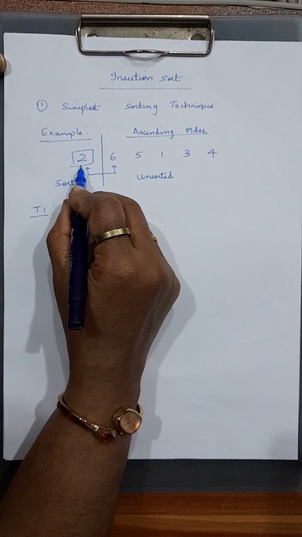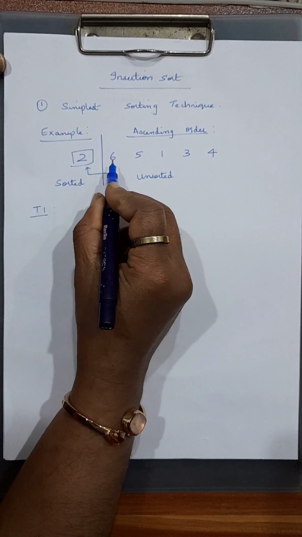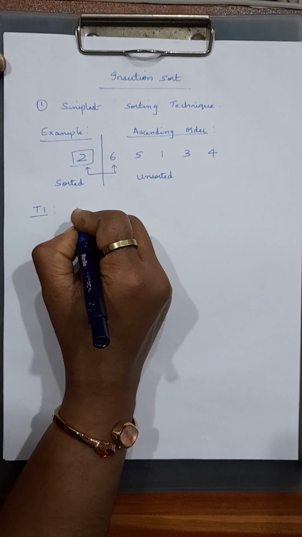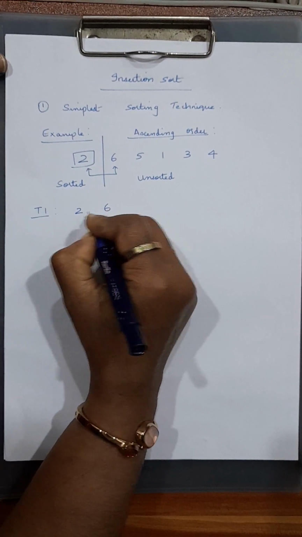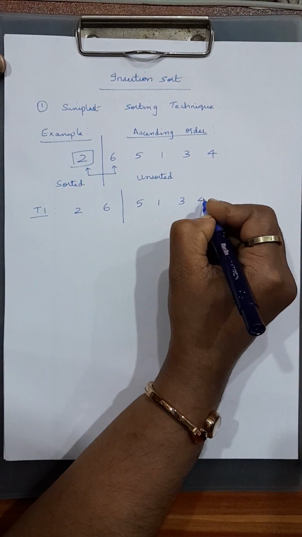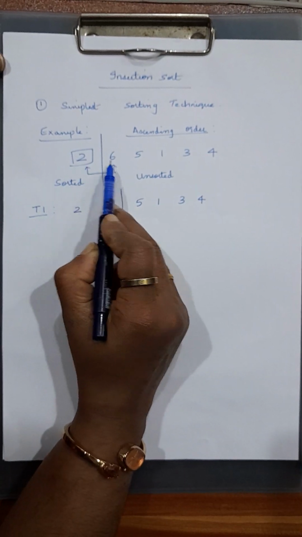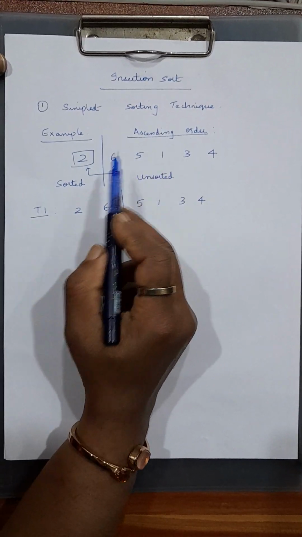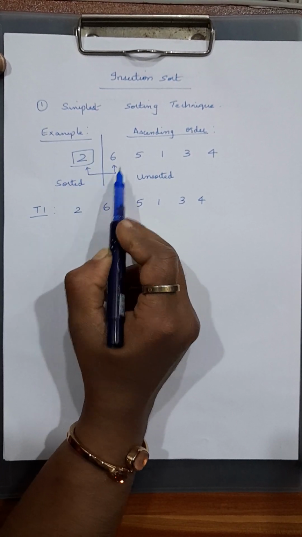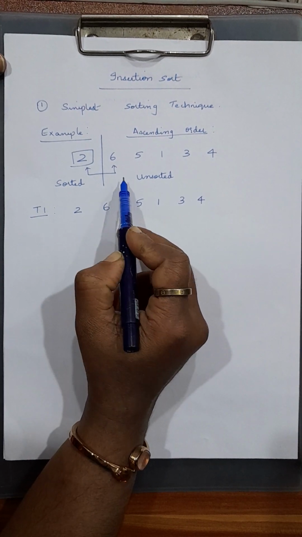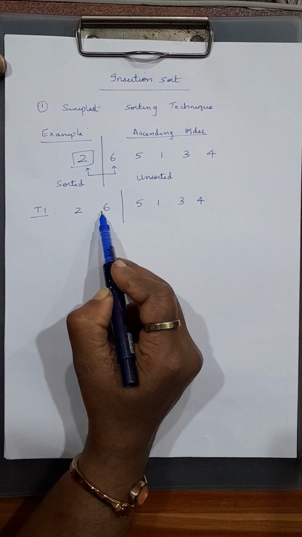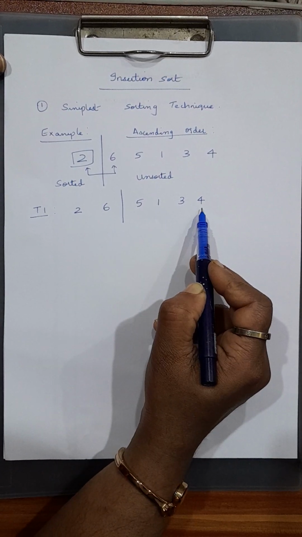So 2, I'll check whether 2 is greater than 6. So 2 is not greater than 6. There is no need for any swapping of the elements. So now after the first iteration, the list will be 2, 6, 5, 1, 3, 4. So this is obtained by checking 2 with 6. Since it is in ascending order, we check whether 2 is greater than 6. Since 2 is not greater than 6, we keep the elements as they are, as the sorted array elements, and again it's been divided. So the two elements are sorted, the other remaining 4 are unsorted.